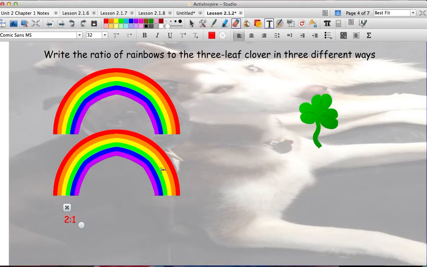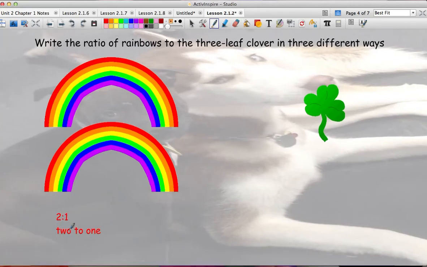We do not put labels with these. In words, I have 2 to 1. In this case, you really need to make sure that you're checking your spelling of two, since "to" and "two" are spelled differently. And in fraction form, it is written as 2 over 1.